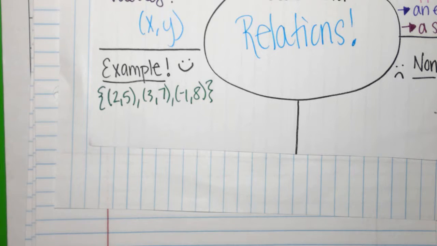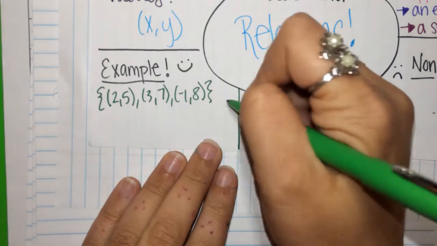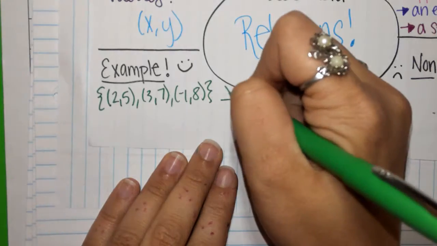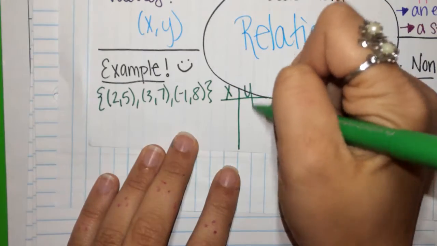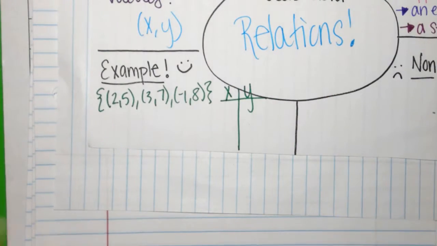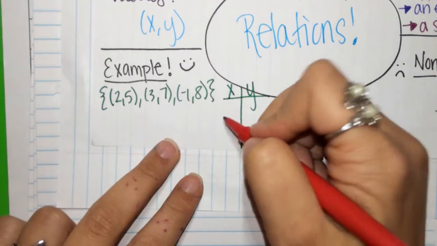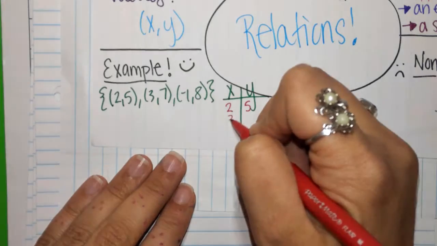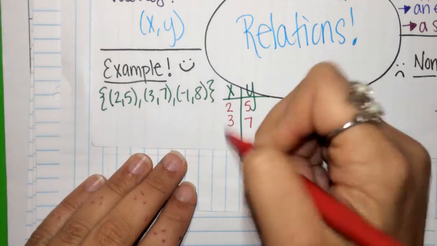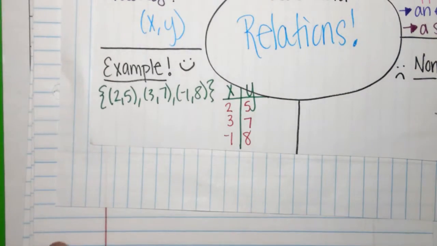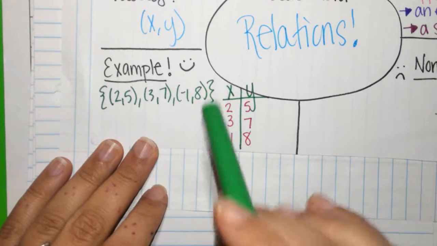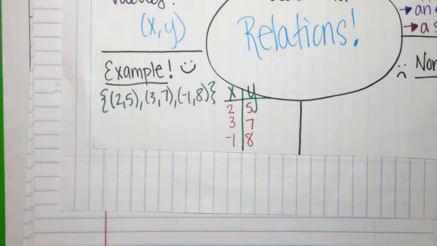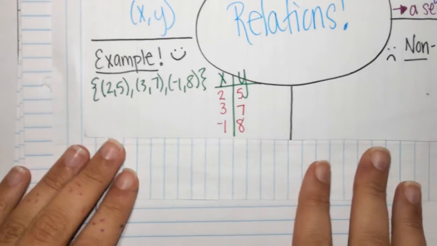Now what if I wanted to turn that into a table? What would go on the left side of my table? The X. And what goes on the right? The Y. What's my first X value? 2. And what's the Y that goes with it? 5. What's my next X value? 3. And the Y that goes with it? 7. And -1 and 8. Does it matter what order I put it in? It doesn't matter what order you put the X's in, but you do have to match up your X and your Y. Otherwise, it's chaos and doesn't make sense.